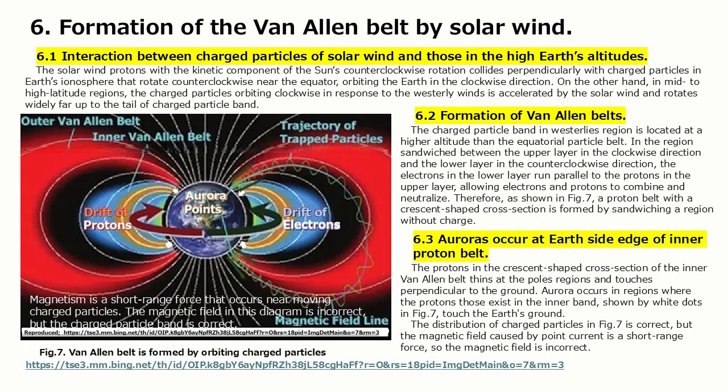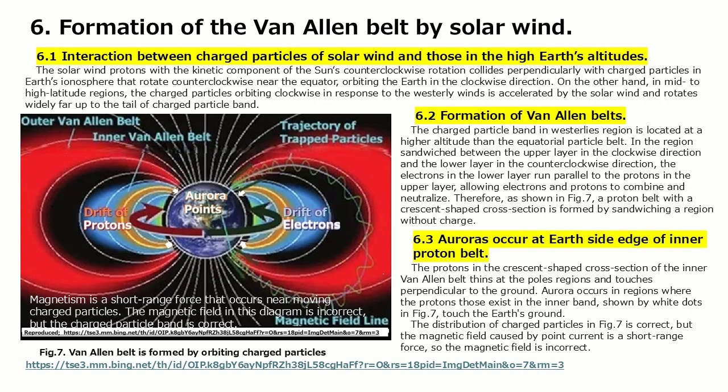Formation of Van Allen belts. The charged particle band in the westerlies region is located at a higher altitude than the equatorial particle belt. In the region sandwiched between the upper layer in the clockwise direction and the lower layer in the counterclockwise direction, the electrons in the lower layer run parallel to the protons in the upper layer, allowing electrons and protons to combine and neutralize. Therefore, as shown in Fig. 7, a proton belt with a crescent-shaped cross-section is formed, sandwiching a region without charge.